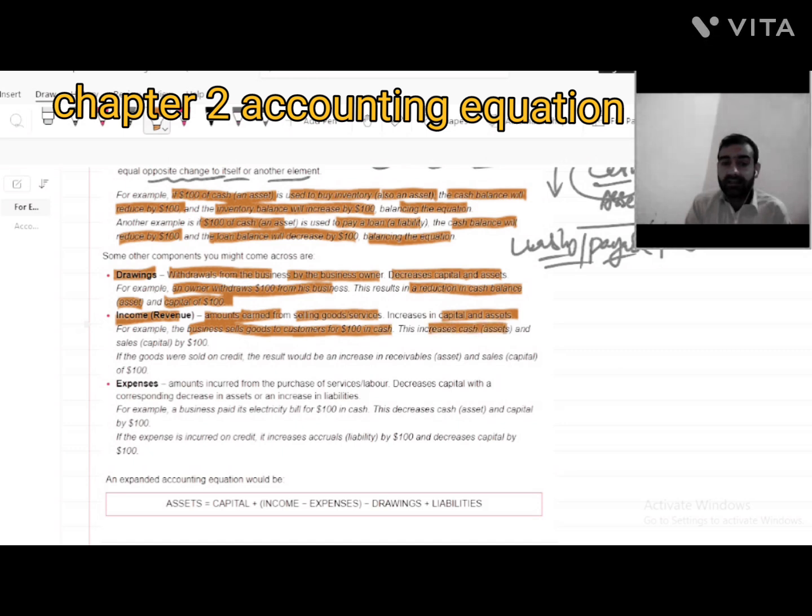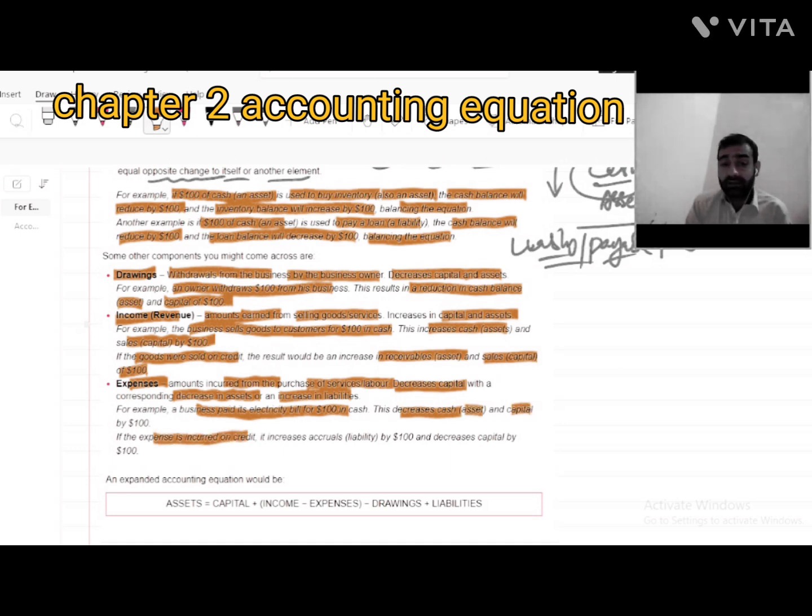Expenses are the amounts that the business incurred from purchases or services for the operation of the business, to run the business. That will decrease the capital with a corresponding decrease in the asset or increase in the liabilities. So, for example, if a business paid its electricity bill of 100 in cash, that decreases cash, an asset, and the capital by this amount. If expenses are incurred on credit, it means creating a liability, called an increase in accruals, so the liability increases by $100 and capital decreases by 100.